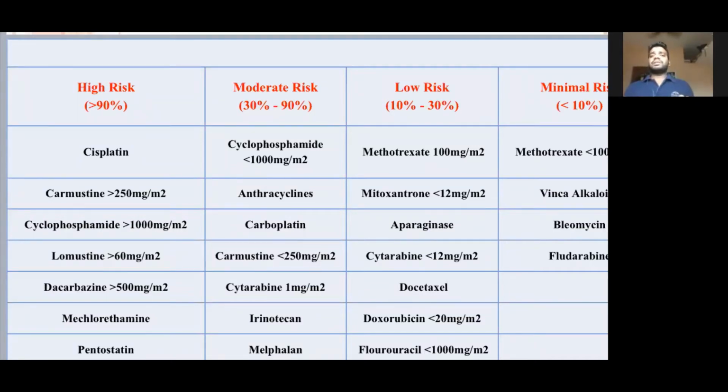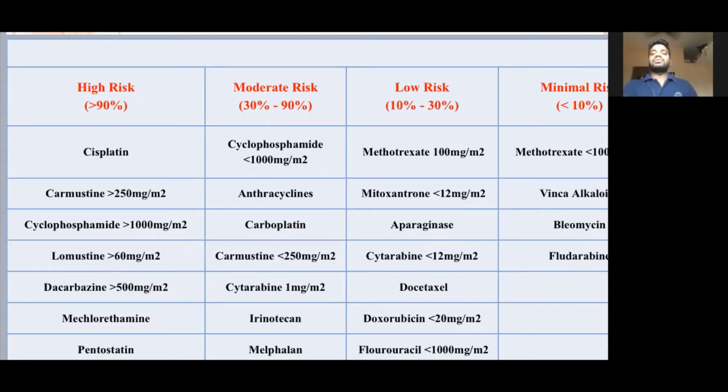For example, high risk are those classes of drugs which have an emetogenic potential of greater than 90%. Moderate risk are those with an emetogenic potential of 30 to 90%. Low risk are 10% to 30%, and minimal risk are less than 10%. Clear? Yes, sir. Am I understandable?